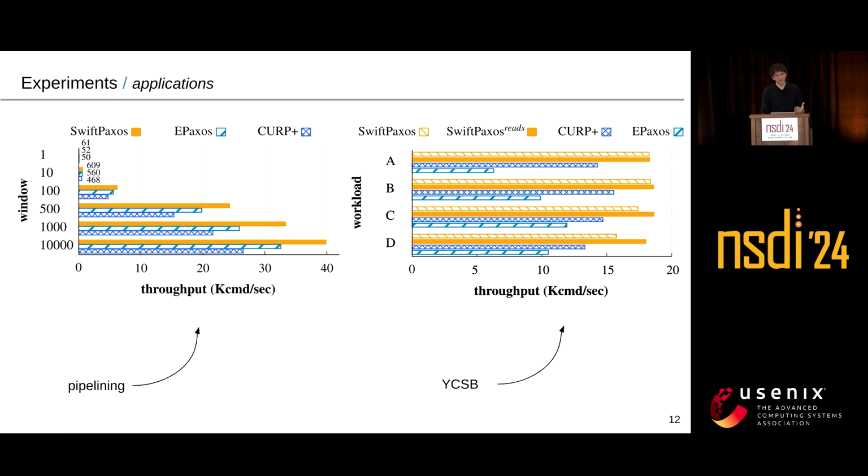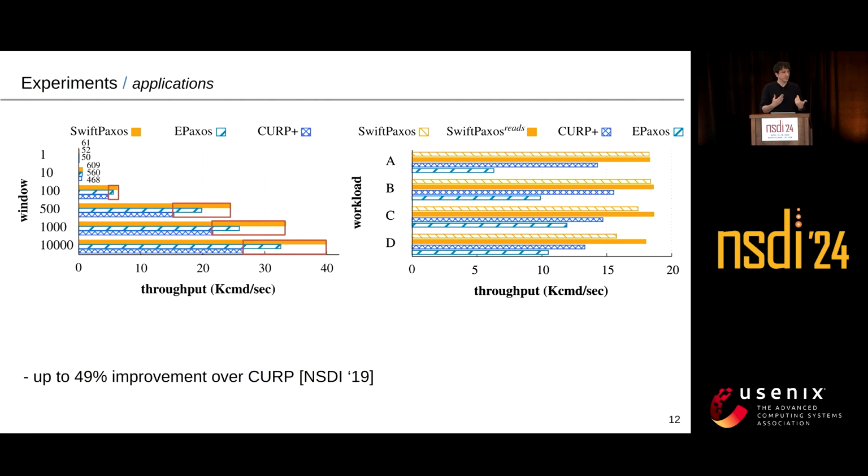So in this experiment, we are comparing SwiftPaxos, ePaxos, and CURP, and we are changing the size of the window from 1 to 10,000. And we can see that in this evaluation, SwiftPaxos is up to 49% faster than CURP. This comes from the fact that this protocol is not able to leverage the spontaneous ordering of the network.